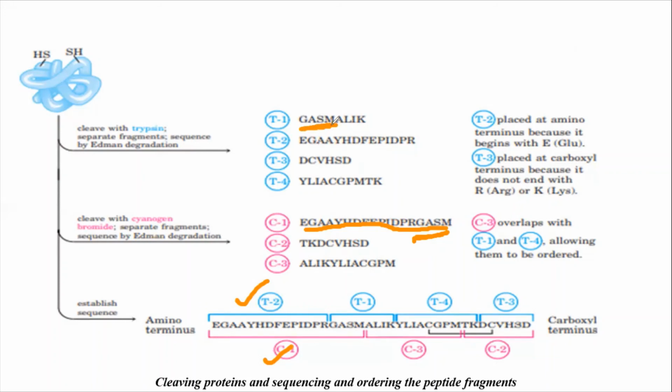Correct. So after C1 or T2 I get T1, wherever it is stopping, GASM. Now after M I know it is going to be ALIK. So I'll write ALIK, till K it is done. Now where do you see LIK further in the case of C3? Very good, C3. So ALIK, you see ALIK, right?